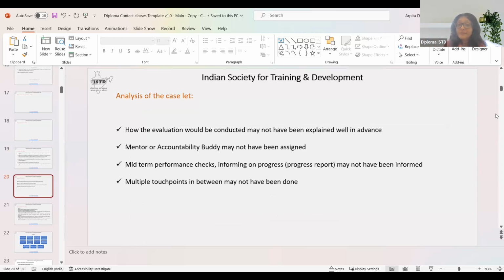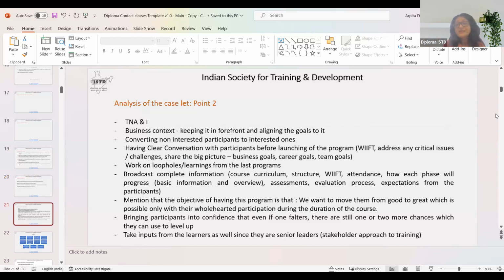Mentors or accountability buddies may not have been assigned. Midterm performance checks informing on progress reports may not have been conducted. Multiple touch points in between may not have been done, right? So these are certain things.